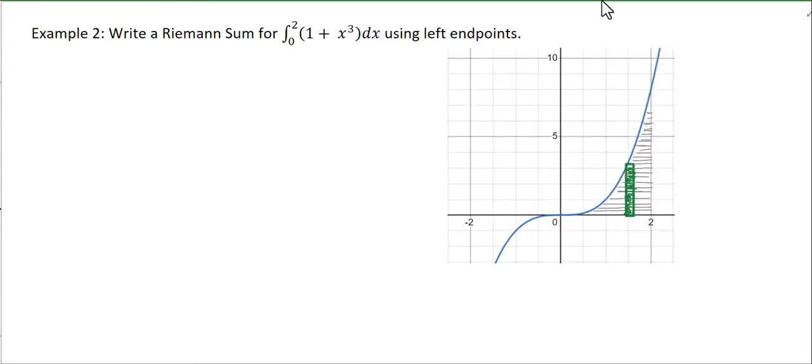Hey everyone, in this video we're going to continue working with writing the area under a curve as a Riemann sum and as an integral. So here, our second example, this is part 2 of our video series for that. Example 2: write a Riemann sum for the integral from 0 to 2 of 1 plus x cubed dx using left endpoints. So that's important. It's very specific as to which endpoints we have to use.